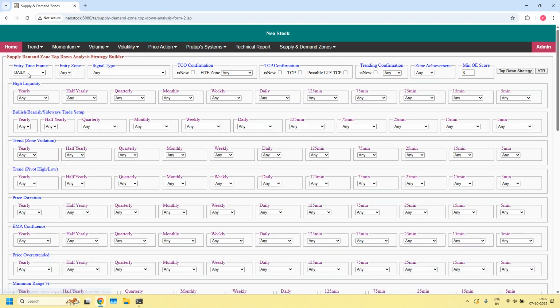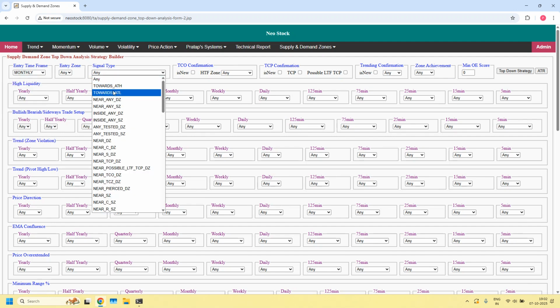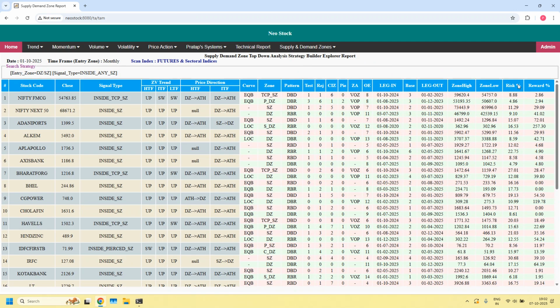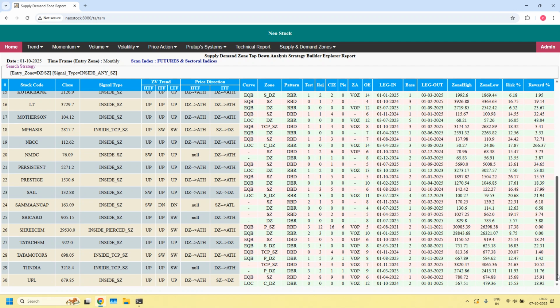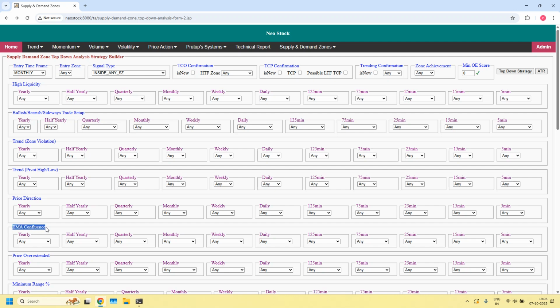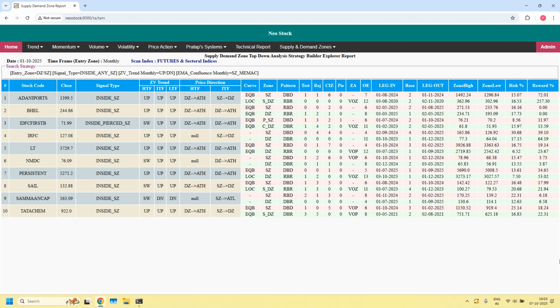Okay, next, price closed inside the monthly supply zone. First 15 stocks in the list. Scrolling the list down, total 30 stocks are filtered. We can further filter based on the monthly supply zone having monthly EMA Confluence, and also the trend on the monthly should not be sideways. We got 10 stocks.